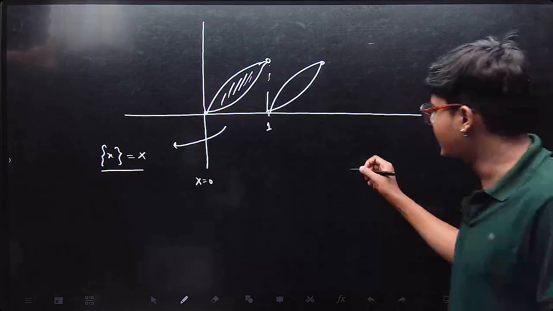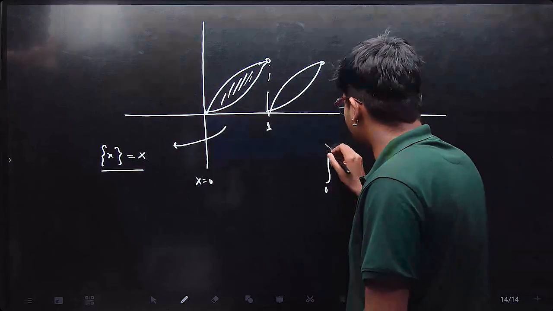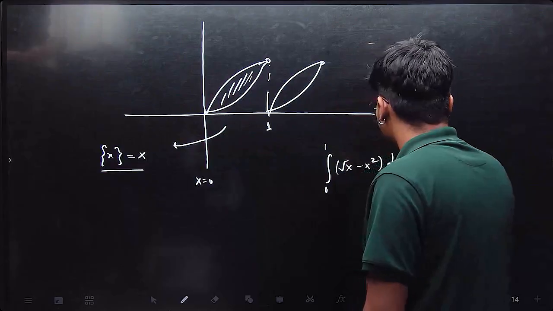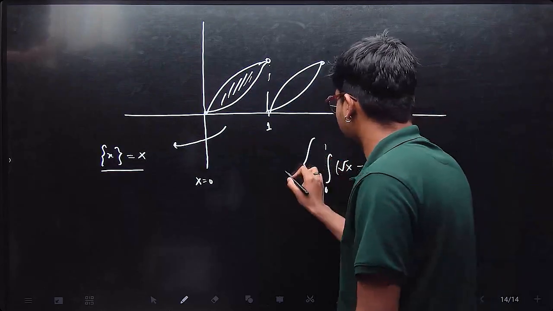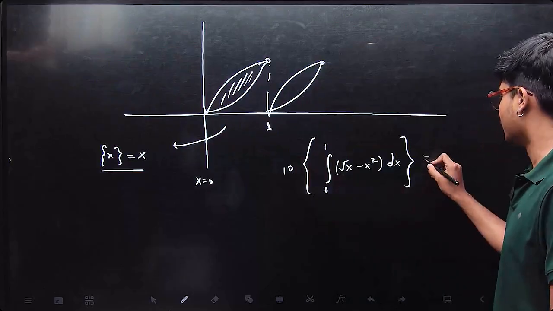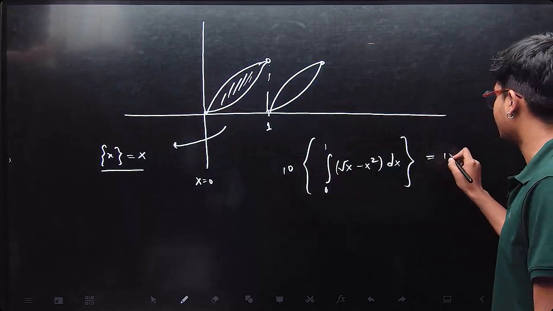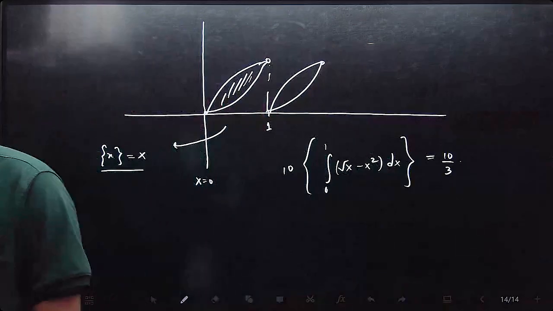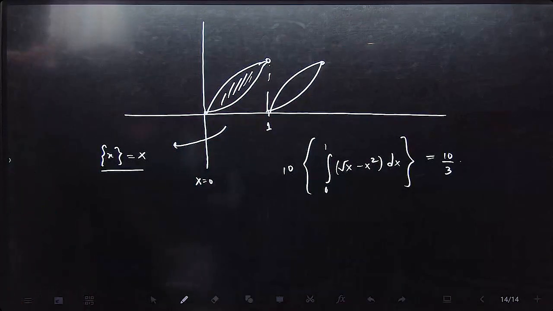So what should be your final answer? This integral 0 to 1, root x minus x square dx, multiplied by 10. This, I guess, turns out to be 1 by 3, so your answer turns out to be 10 by 3. That's it. As simple as that, okay? So yeah, it was a very nice question.